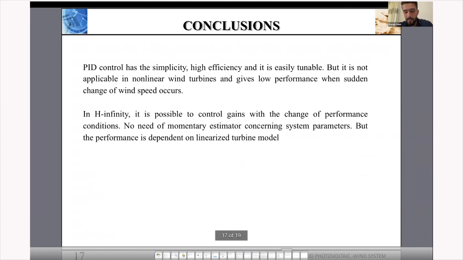The PID controller has simplicity, high efficiency, and is easily tunable, but it is not applicable to nonlinear wind turbines and gives low performance when a sudden change of wind speed occurs. In H infinity, it is possible to control gains with the change of performance condition. There is no need for a momentary estimator concerning system parameters, but the performance depends on the linear turbine model.